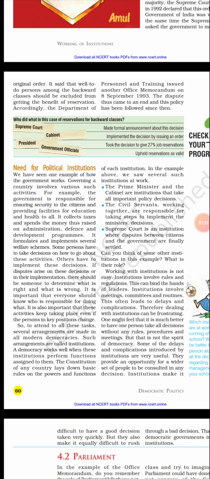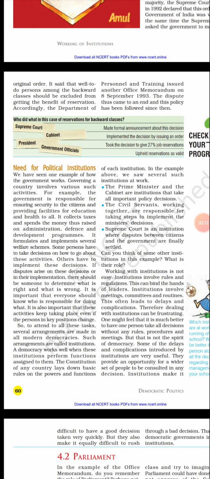Okay, so for these the government requires funds. So from where do they get the funds? From us, from the common people itself, because we pay taxes, and all those taxes are used by the government in development work and for the safety of the common people.